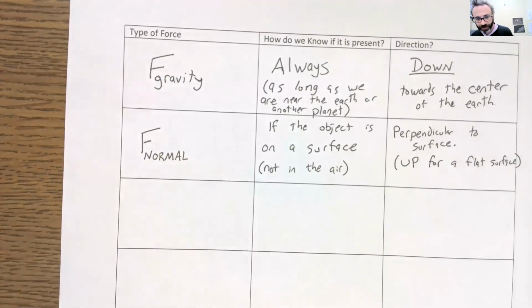So as we're going through these exercise examples, you can ask yourself, is this object on the ground or on a surface? And if it is, you're going to want to make sure that you have the normal force.